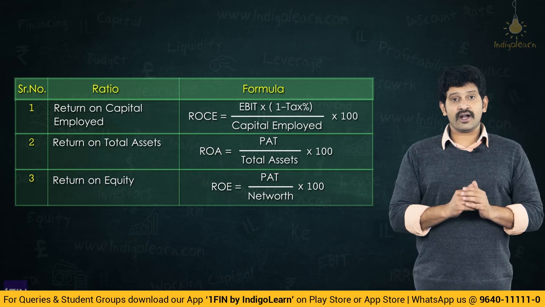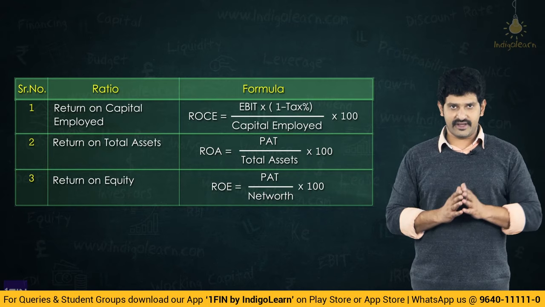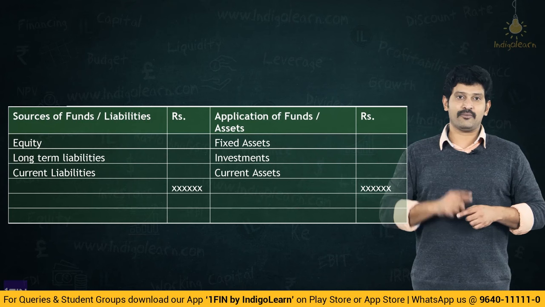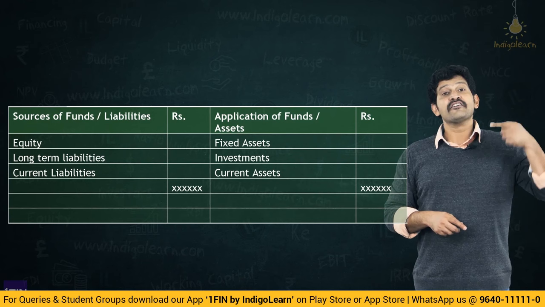So, if you look at the balance sheet in a horizontal way, on the liability side you have equity, that is equity share capital, preference share capital, reserves and surplus, and debt, the long term debt. This debt plus equity is our capital employed. Now, the current liabilities, whatever is here, we are taking it to the asset side and calling it fixed assets and working capital.